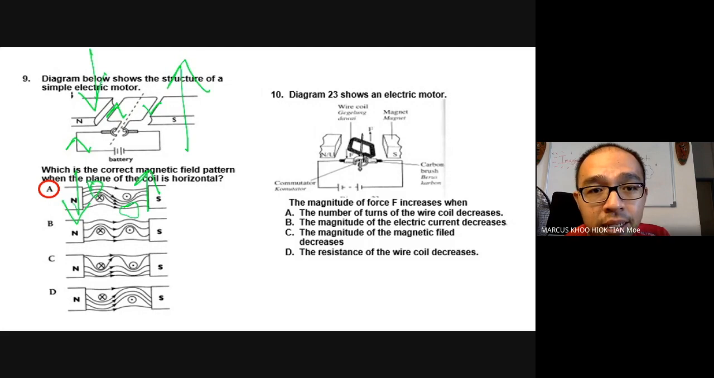Now we're going to test the magnitude of the force increases when, which one? Okay, which is the correct answer?